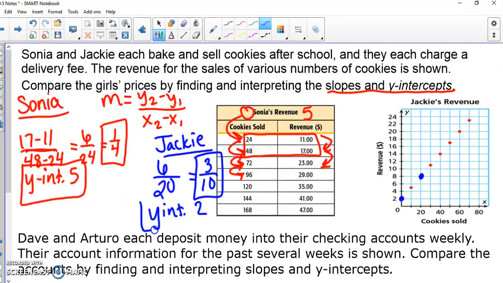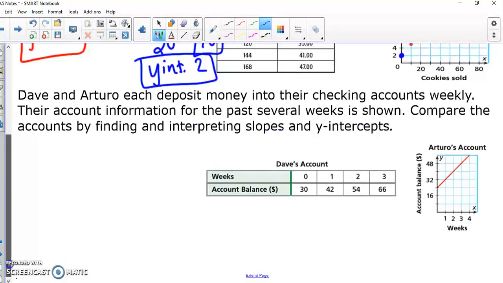So there's the data I need to compare. In my sentence, if I convert each of these slopes to decimals, I can compare them a little better. I can see that Jackie is earning more because her slope is steeper. Her revenue is going up at a steeper pace. But Sonia's delivery fee is more, and Jackie's is less. On your worksheet, you would just want to write that out to answer the questions on comparing them. Okay, let's try the next one here.